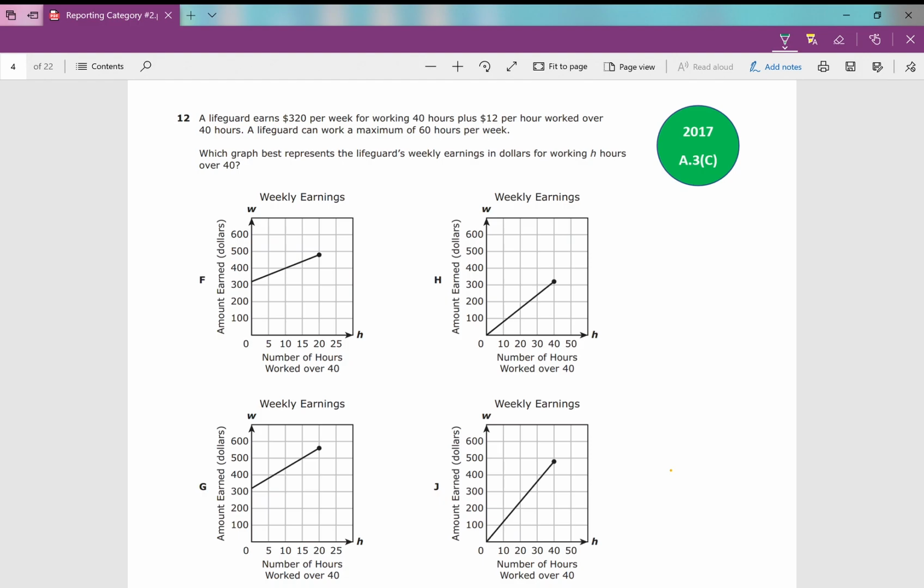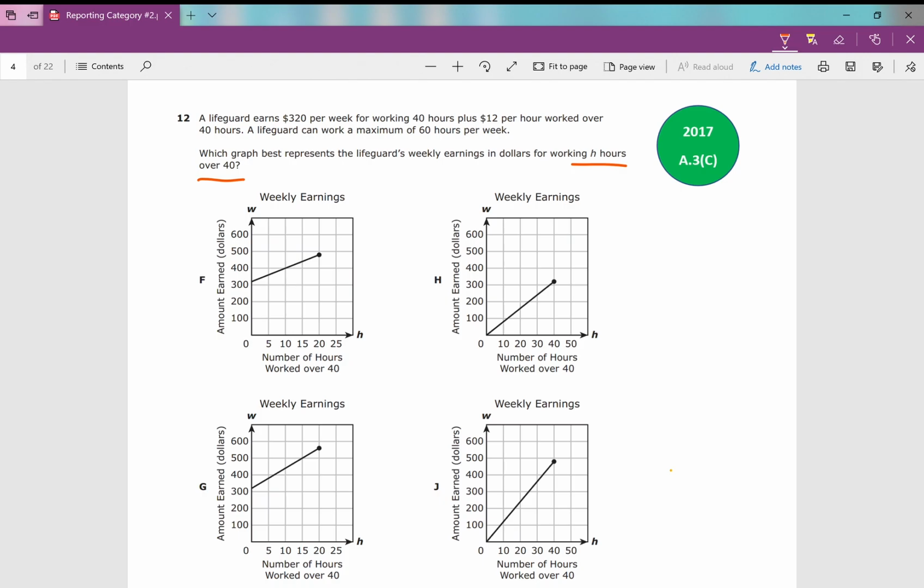Now, I find this problem to be really difficult for students. So I'm going to go through this the way I think you should on your EOC. A lifeguard earns $320 per week for working 40 hours plus $12 per hour worked over 40 hours. A lifeguard can work a maximum of 60 hours per week. Which graph best represents the lifeguard's weekly earnings in dollars for working H hours over 40? Okay, so what does H represent? The number of hours worked over 40 hours.